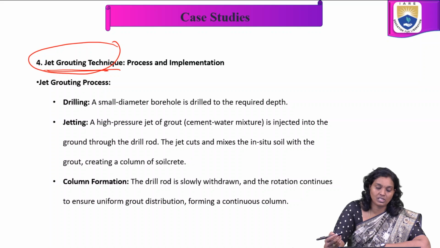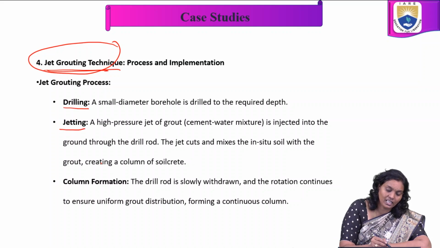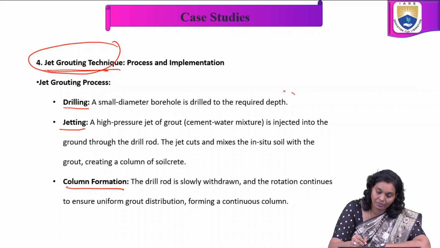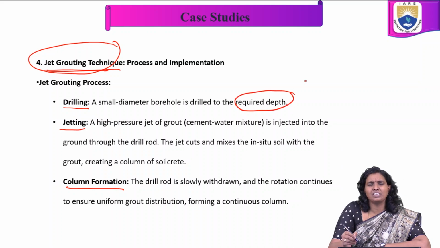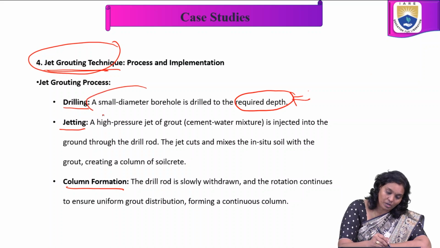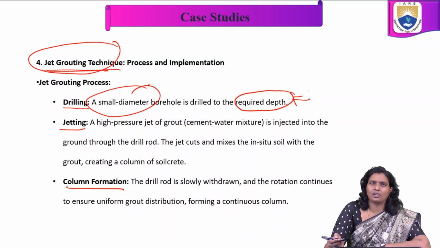In the jet grouting process, drilling, jetting, and column formation are the steps involved. Here, in drilling, a small diameter borehole is drilled to the required depth. The required depth depends upon the project elements where we are going to construct, what kind of construction we are doing. The diameter also depends upon the jet grouting.